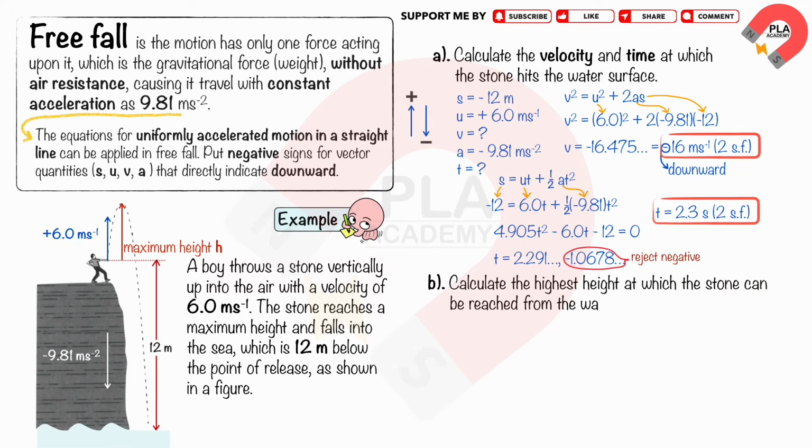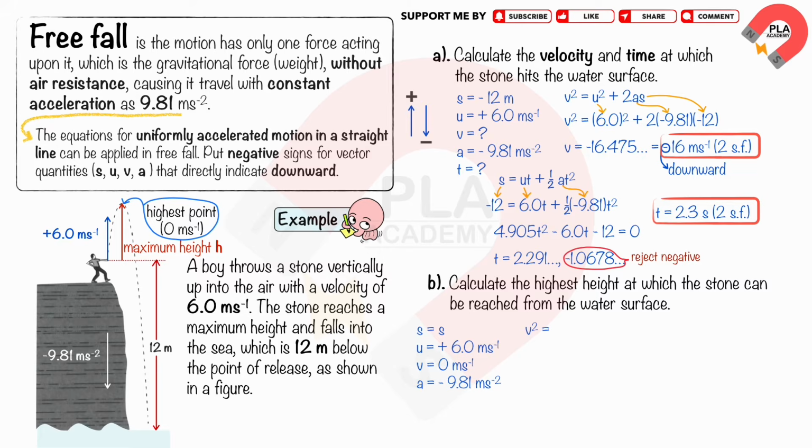B. Calculate the highest height at which the stone can be reached from the water surface. At the highest point, the stone's velocity is 0. When the stone is thrown up to its highest point, its displacement equals s, its initial velocity, u, equals 6 meters per second, its final velocity, v, equals 0 meters per second, and its acceleration, a, equals negative 9.81 meters per second squared, negative indicating that it's downward.